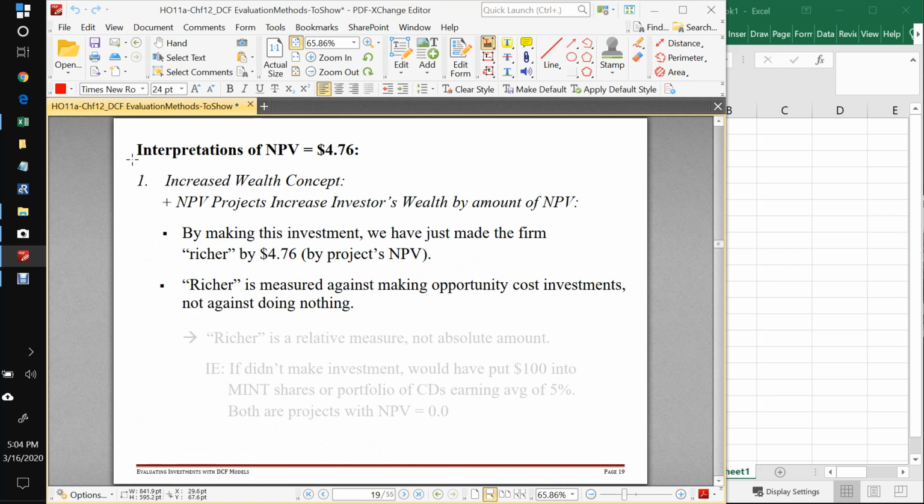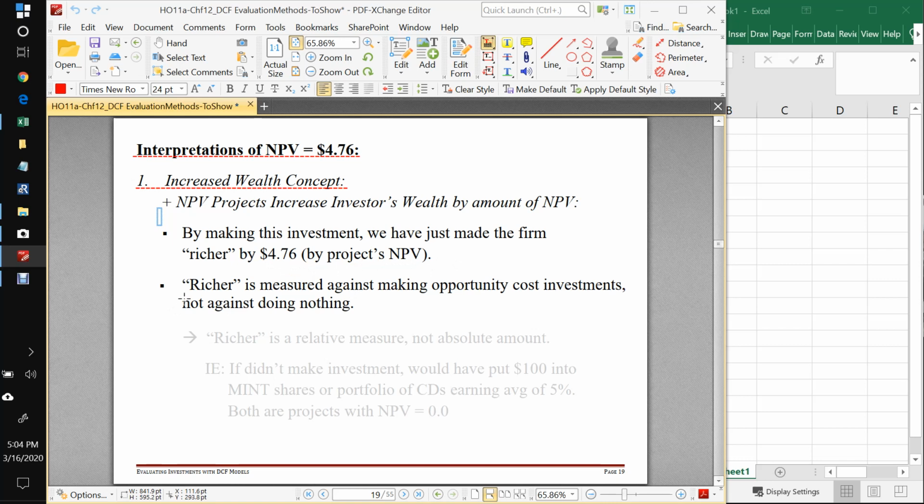So there are a couple of important and interesting interpretations of this NPV of $4.76. The first one is called the increased wealth concept. The increased wealth concept says that positive NPV projects increase the investor's wealth by the amount of the NPV. So what do we mean specifically in this example? By making this investment, we've just made our firm richer by $4.76, the amount of the project's NPV.